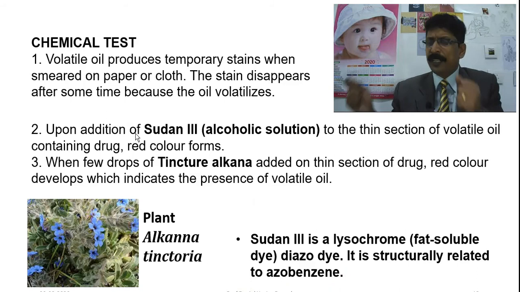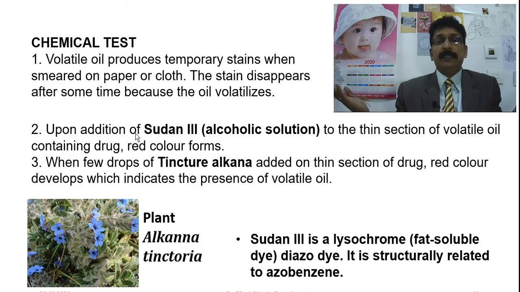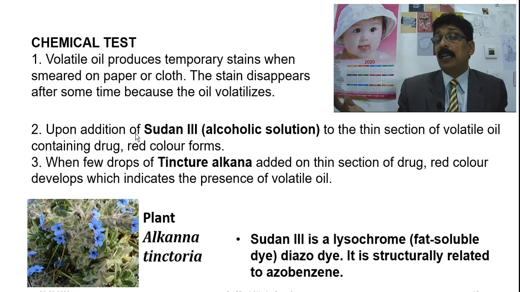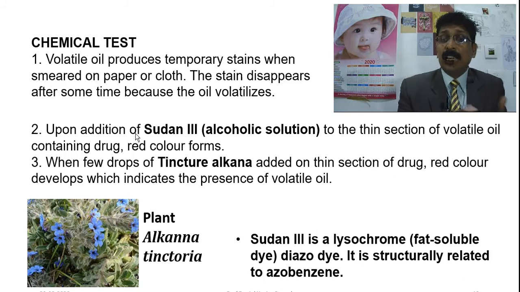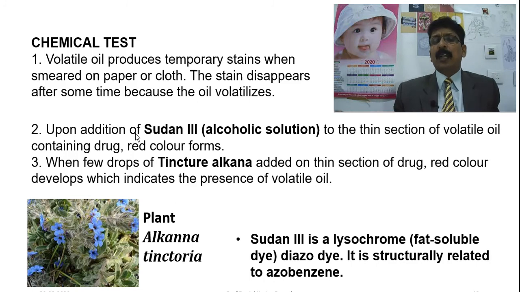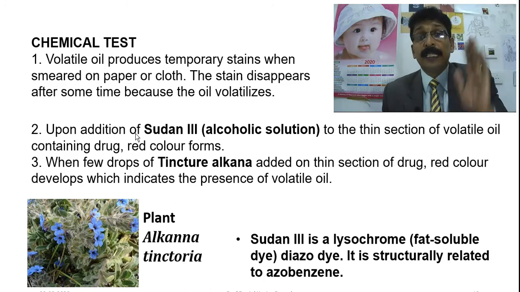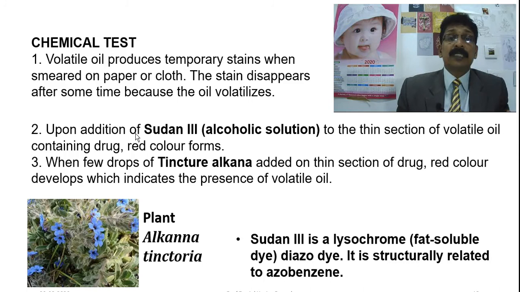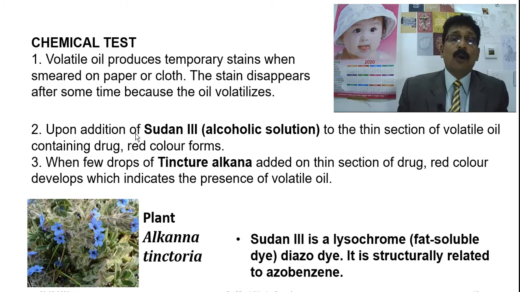Identification, very simple. When you take an oil on any type of paper or any type of cloth, immediately you will get a stain. But a stain will not disappear if it is a fixed oil like coconut oil or palm oil or any type of oil. If it touches the cloth, it will not go immediately, it will exist for a long time. But the stain will go away for a volatile oil, it doesn't persist for a long time. So that is also one identification. Volatile oil produces a temporary stain. When smeared on a paper or a cloth, the stain disappears after some time because the oil volatilizes, so the stain will go.